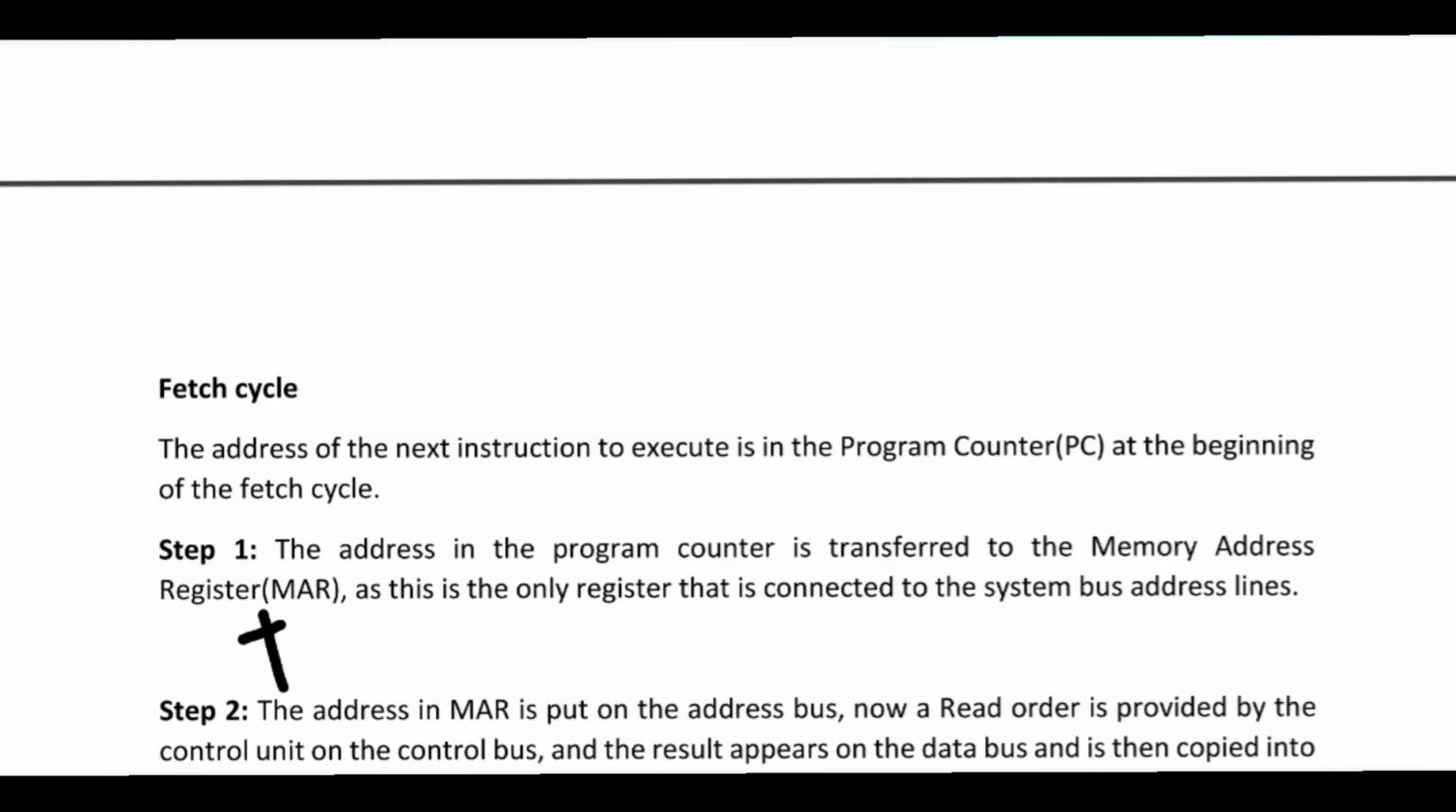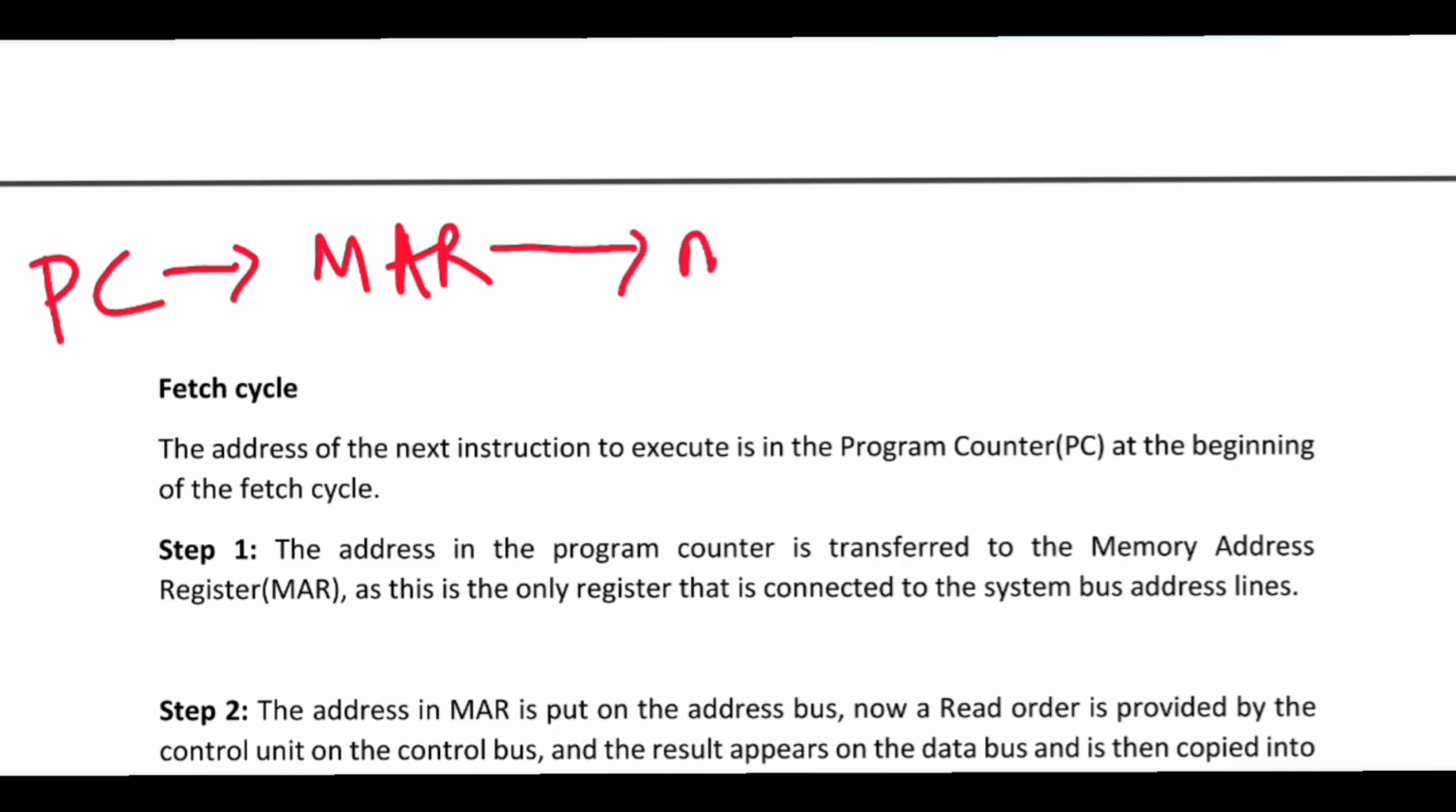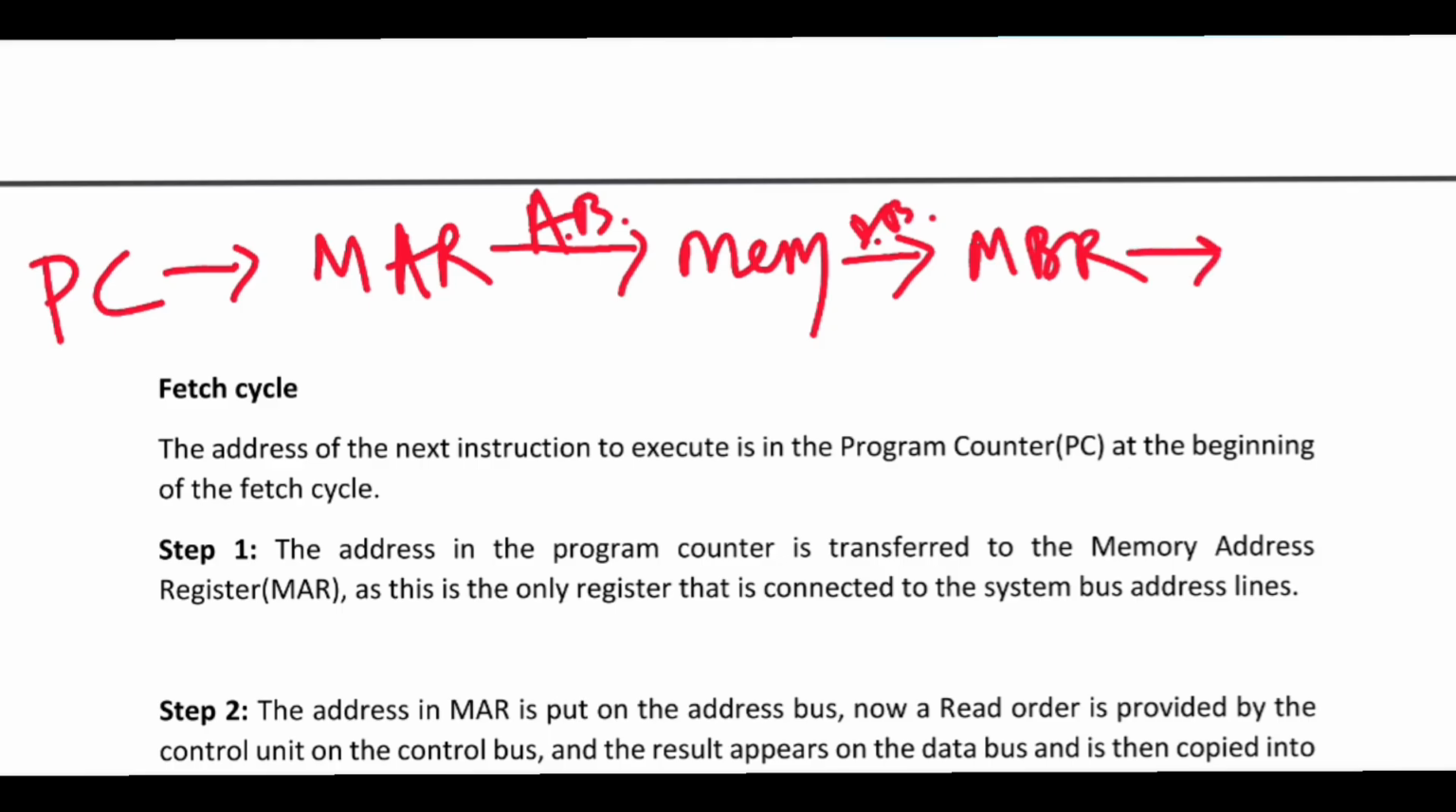Let's again discuss our fetch cycle. First of all, the address from the program counter goes to the memory address register, then from the memory address register to memory through the address bus. Then from memory to the memory buffer register through the data bus, then from the memory buffer register to the instruction register, also through the data bus. Okay, here is the fetch cycle.